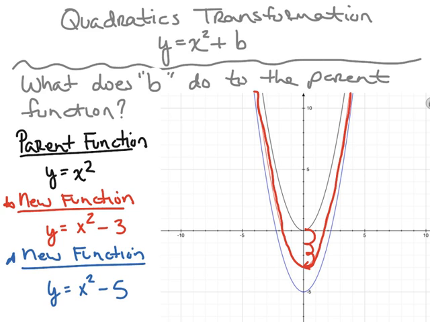Same is true for this function here, y equals x squared minus 5. All we've done is taken the parent function and moved it down from the origin 1, 2, 3, 4, 5 times. So the minus 5 moves the graph down 5 units.